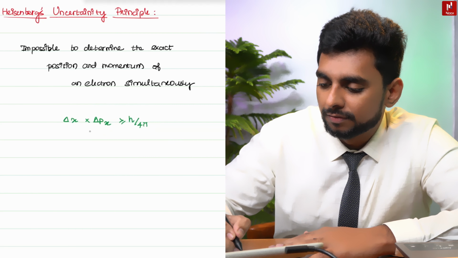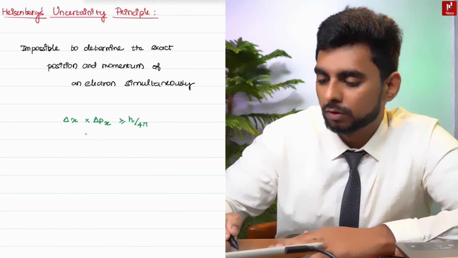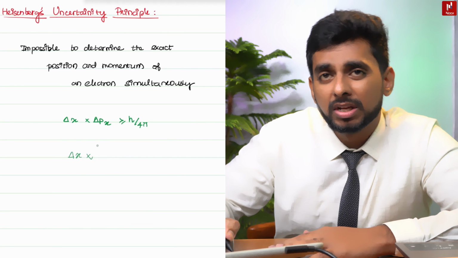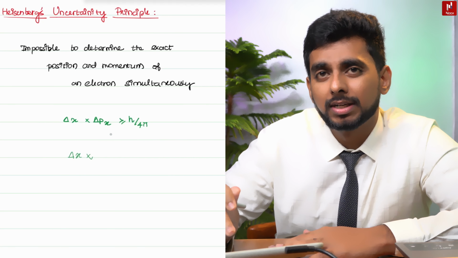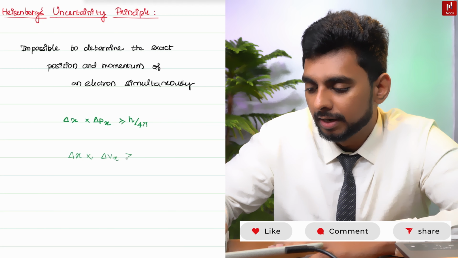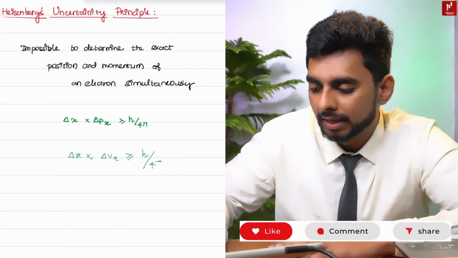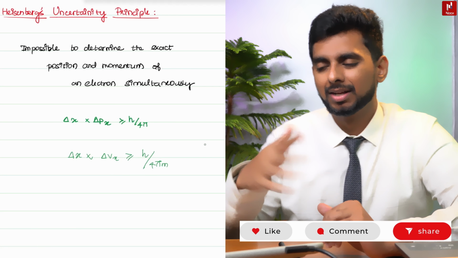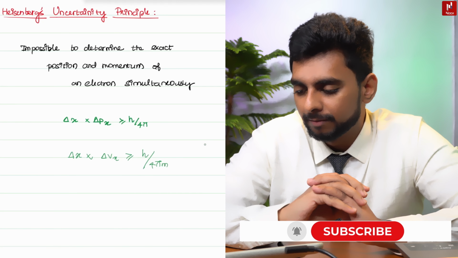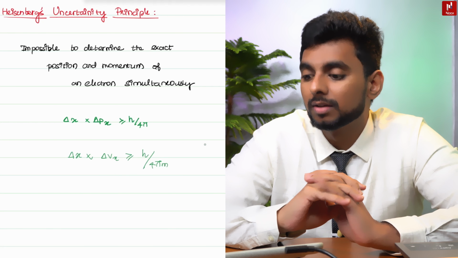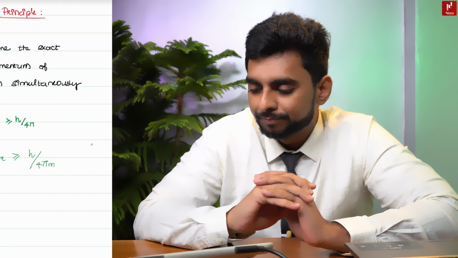We'll also be able to make one more formula from it, which is del x multiplied by, instead of momentum, I'll write m del v. So you will have del x times m del v, which will be greater than or equal to h divided by 4 pi. Yeah, that's it. This is what you need to know regarding the Heisenberg uncertainty principle. Nothing else is needed. You just need to be familiar with this formula, that is enough. They'll give you some numbers, and you'll have to plug them into this formula. That's it. Got it?